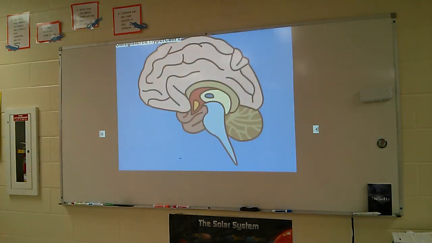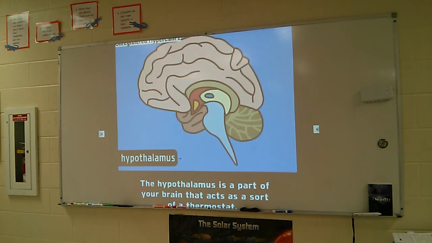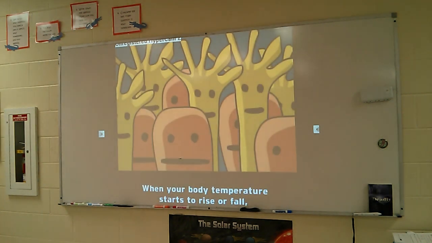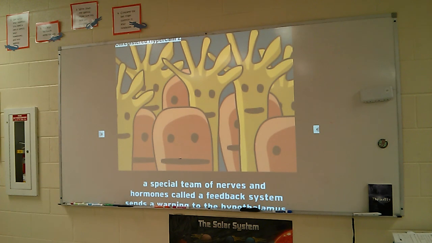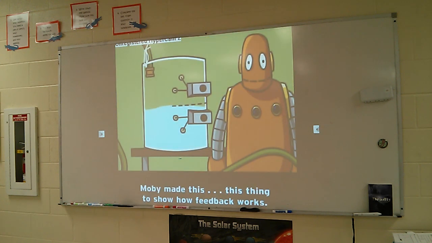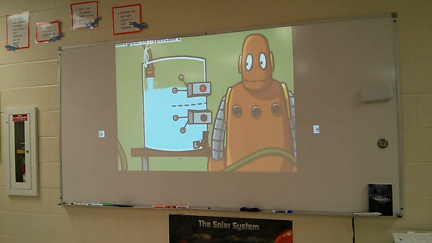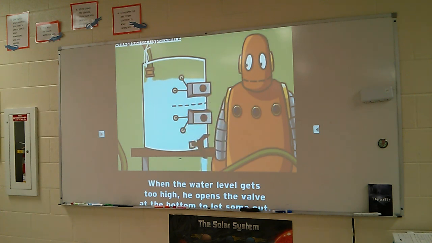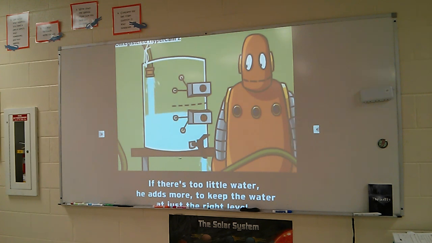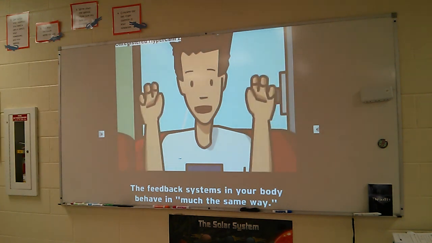Here's how it works. The hypothalamus is a part of your brain that acts as a sort of thermostat. When your body temperature starts to rise or fall, a special team of nerves and hormones, called a feedback system, sends a warning to the hypothalamus. Mommy made this thing to show how feedback works. When the water level gets too high, he opens the valve at the bottom to let some out. If there's too little water, he adds more to keep the water at just the right level. The feedback systems in your body behave in much the same way.